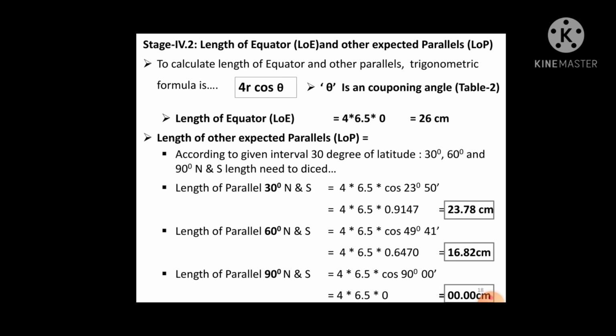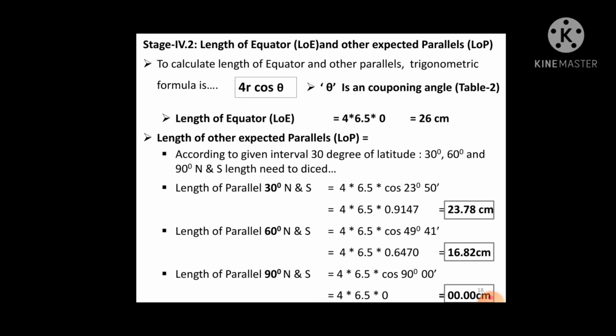Now stage 4.2, where the length of the equator and the other expected parallels we can find out. Here the length of the equator is again simple, as I told you, which we can calculate simply as 4 multiplied by r, or using the trigonometrical function, 4 multiplied by r multiplied by cos theta. Now cos theta is 1 and 4 multiplied by 6.5 is 26 centimeters. So that is the length of the equator. In this way we have to find out the length of the other parallels also.